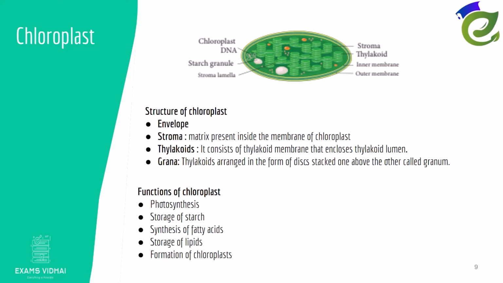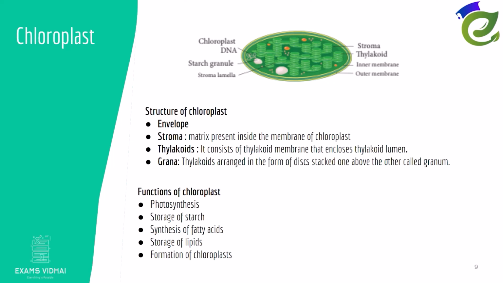Chloroplasts are oval-shaped organelles having a diameter of 2 to 10 micrometer and a thickness of 1 to 2 micrometer. So when we come to the structure of chloroplast, it has an envelope. The chloroplast envelope has an outer membrane and an inner membrane, and these two membranes are separated by an intermembrane space. Next comes the stroma, that is the matrix present inside the membrane. It contains DNA and ribosomes and other molecules that are required for protein synthesis.